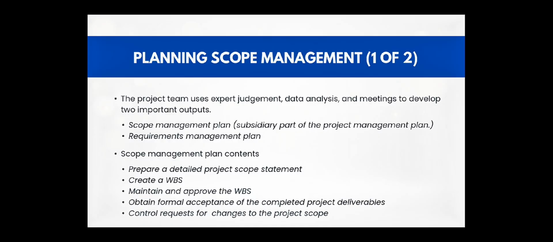Third, maintain and approve the work breakdown structure. The initial work breakdown structure often changes, and project team members disagree on what should be included. The scope management plan describes guidelines for maintaining the work breakdown structure and getting approval.